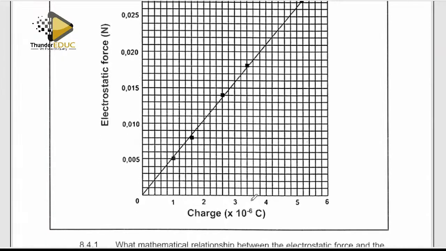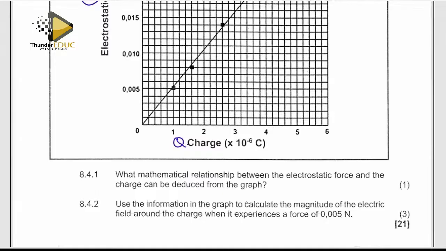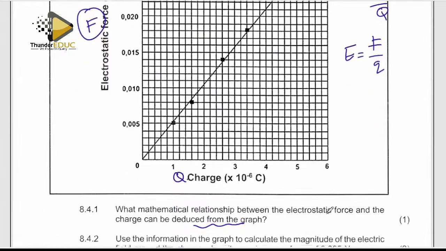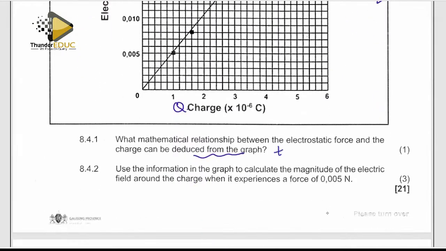8.4, the relationship between the electrostatic force and the charge is illustrated below. So this is the force F, this is the charge Q. What mathematical relationship between the electrostatic force and charge can be deduced from the graph? If you look for the gradient, we know that F over Q is the same as the electric field. People call it intensity, electric field intensity. Let's just leave it as electric field.